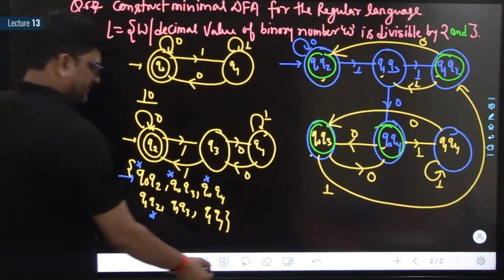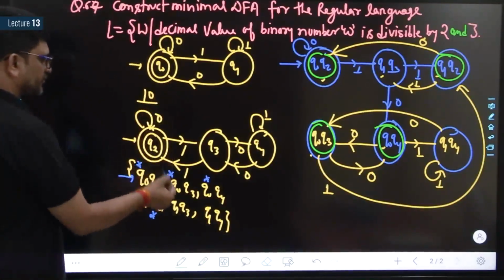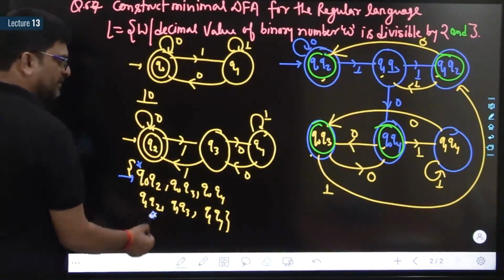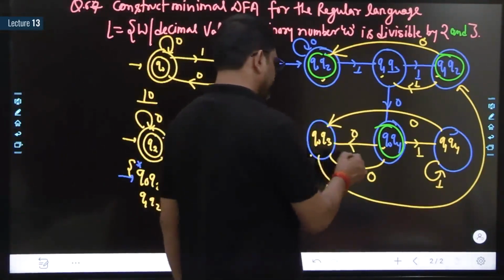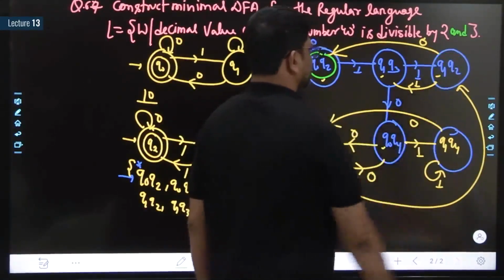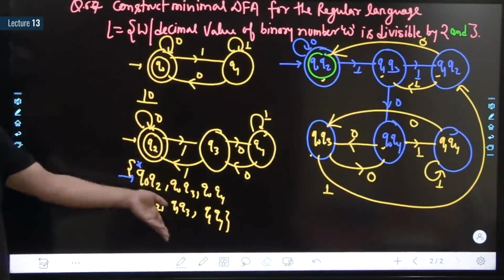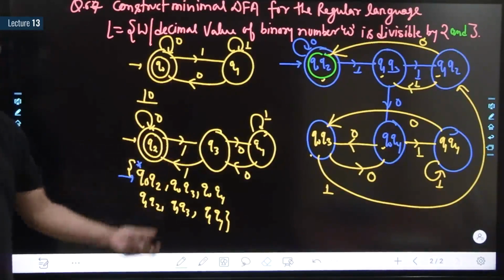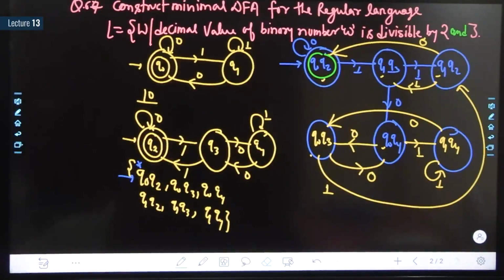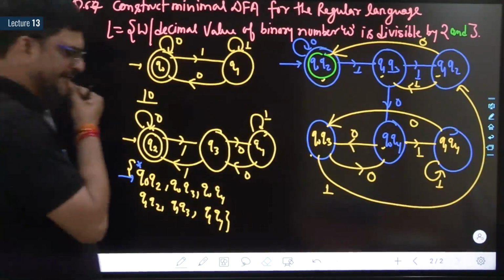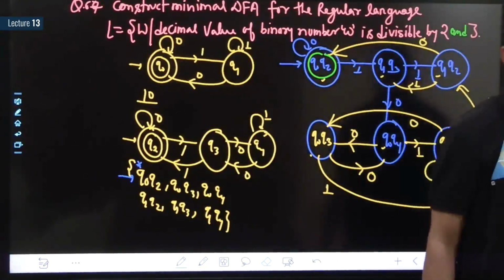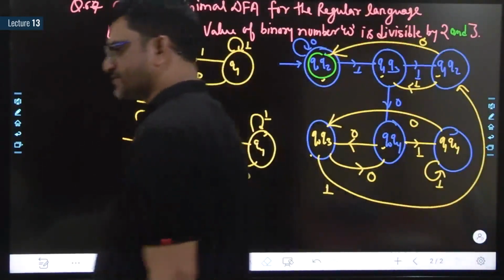In case of AND, only Q0, Q2 is the final state. This one is final. Clear? And many more modifications are possible. Clear? Any doubt? Okay. Shall we move on to the next question? Yes.